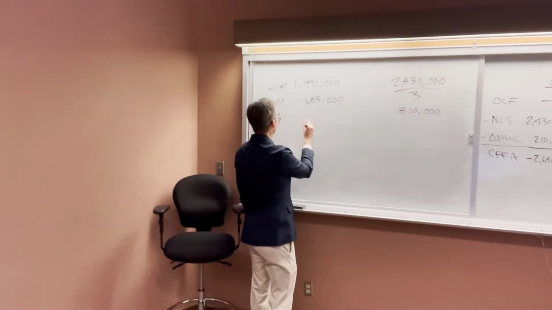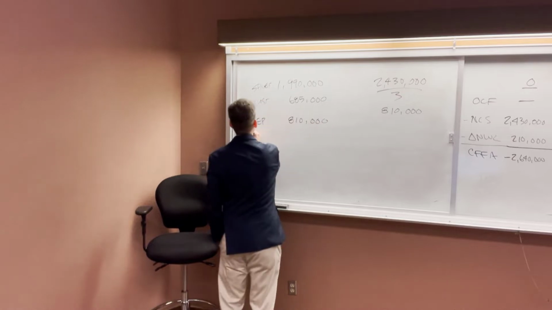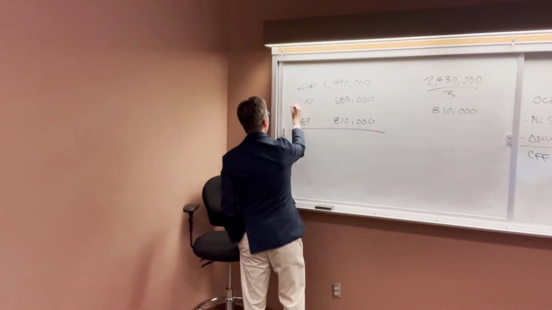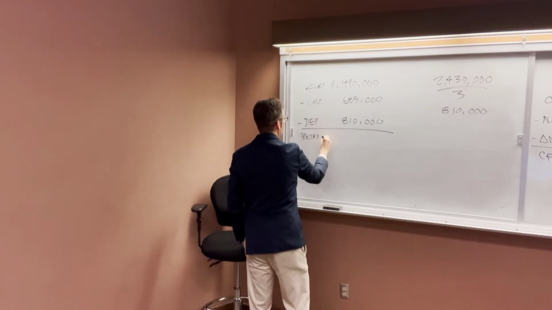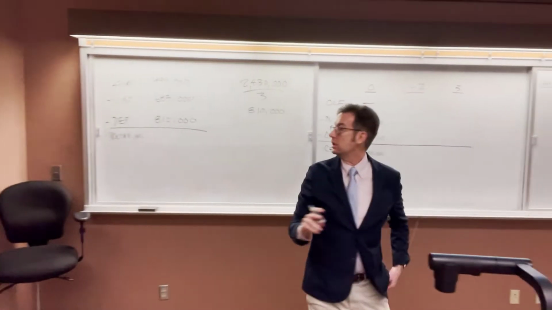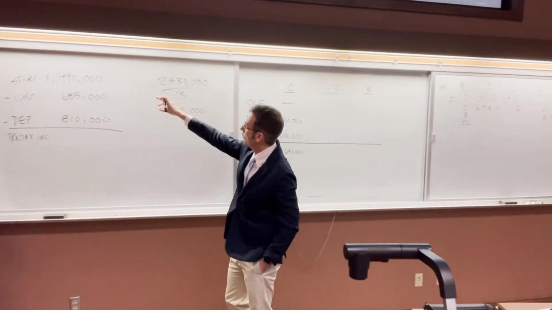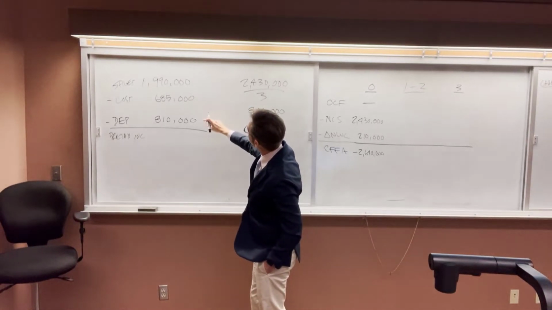Okay, so here we go, 810,000. Now, we're going to, by the way, subtract cost, subtract depreciation to come up with our pre-tax income. So, can anyone do this math here? 1,990,000. Let's see if I can do this in my head. 1,170.